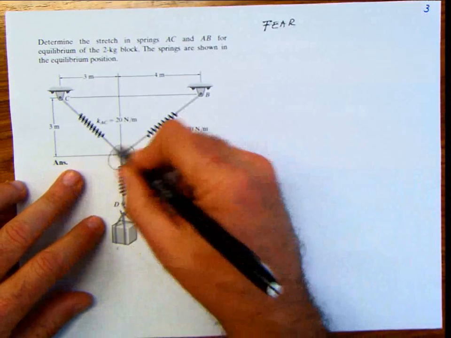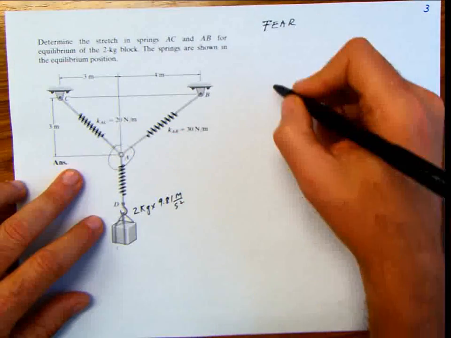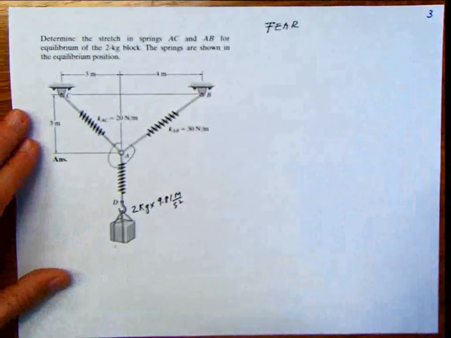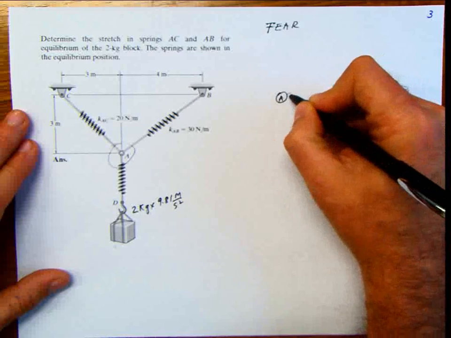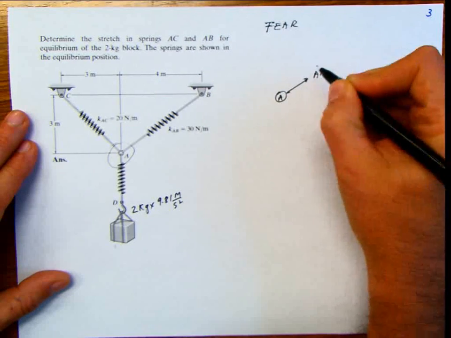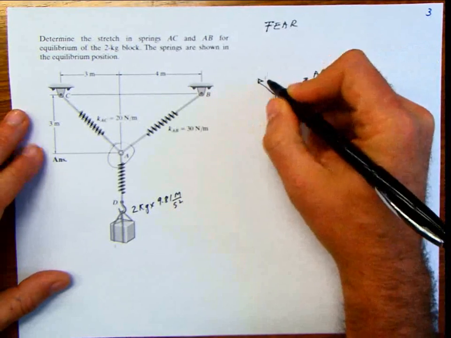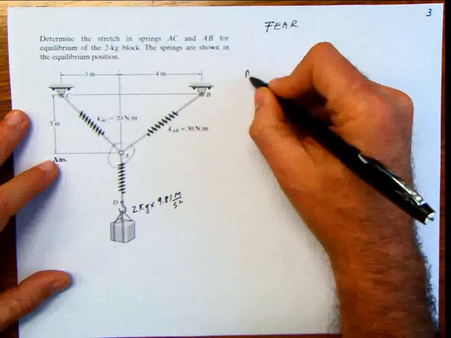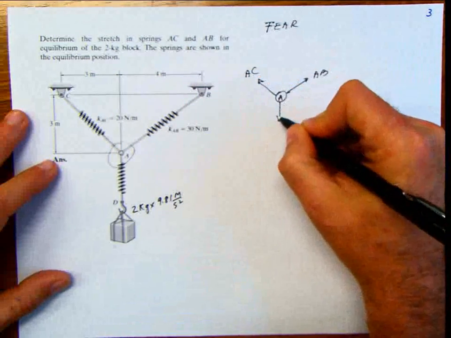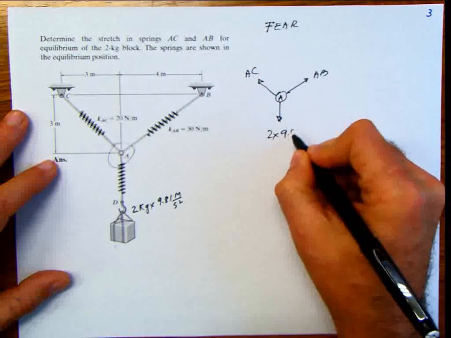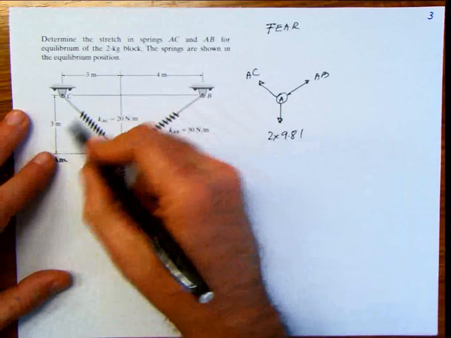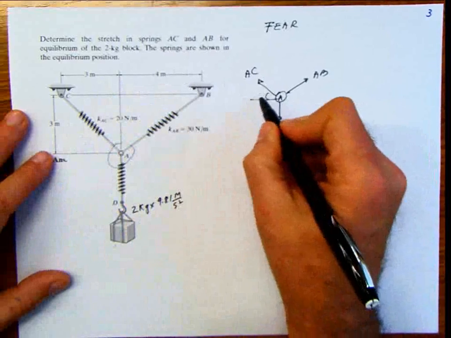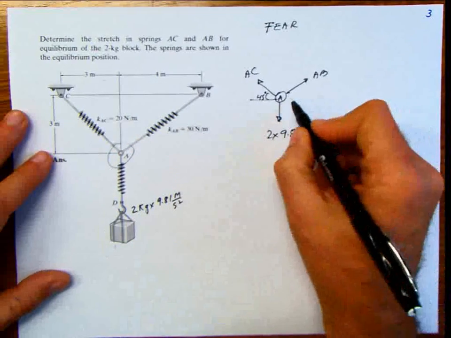So basically what I have to do is particle equilibrium at A. That's the fear that you have with that problem. Look at that. Particle A. Force AB. Force AC. And 2 times 9.81. Do you know the angles? Well, this is 3 and this is 3. 45. Do you know this angle?